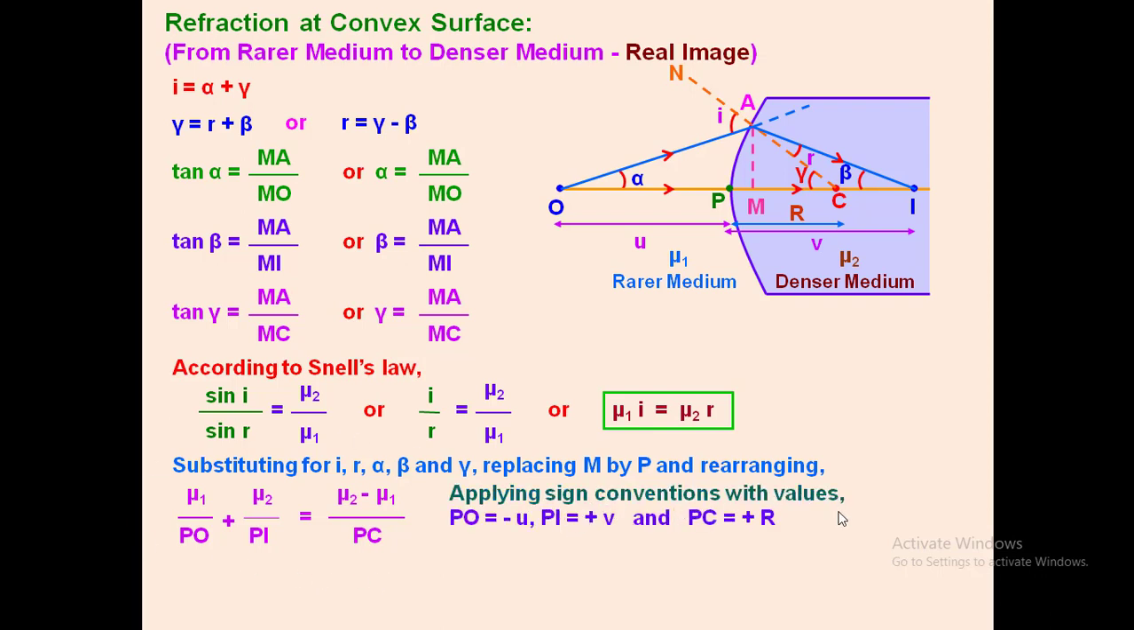Applying sign convention, PO is equal to minus U, because from the pole, if you move towards the object, you are going from right to left, but the incident ray is moving from left to right. So object distance is taken as negative, but image distance is taken as positive. R is also taken as positive. So you're going to have the equation as mu1 by minus U plus mu2 by V is equal to mu2 minus mu1 by R. It is a very important 3-mark derivation, so please follow the procedure.